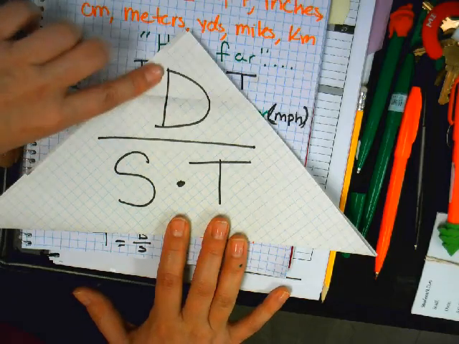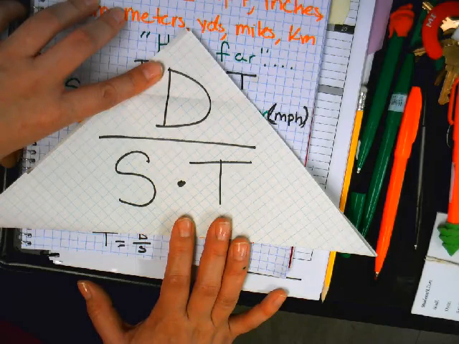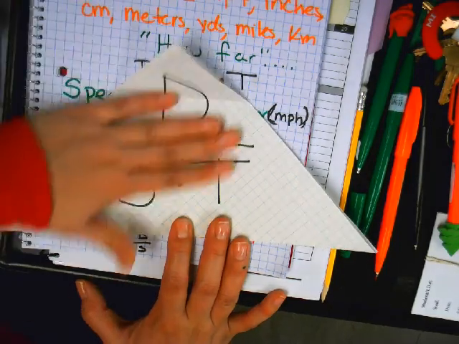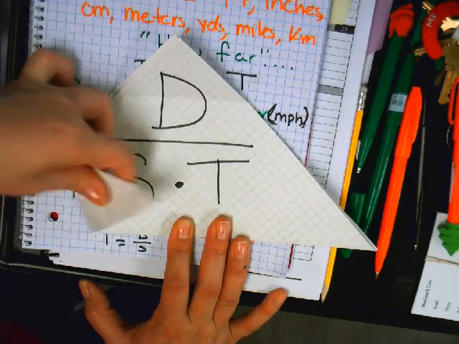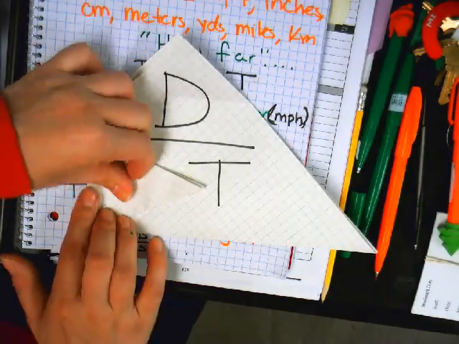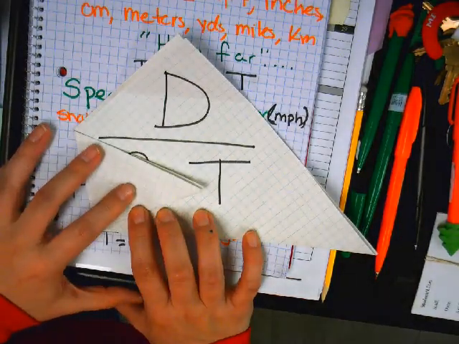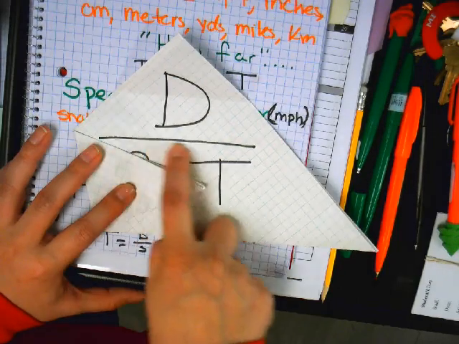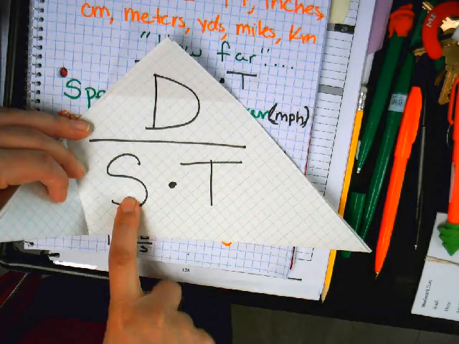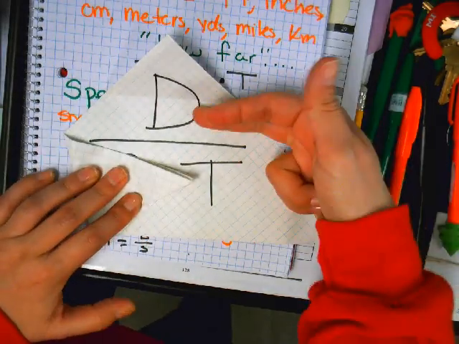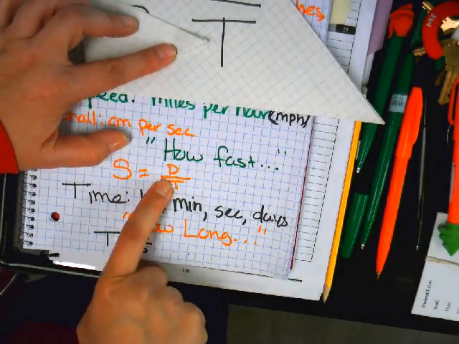Now, what if I read the problem and it's asking me for the speed? What letter do I cover up for the speed? S. So everything's unfolded now. Now I'm going to cover up the S. What's left over? D and T. But what does this line mean in math? Divide. So if I want to look for speed, I'm looking for distance divided by time. And if I look at my notes, that's exactly what we wrote down.